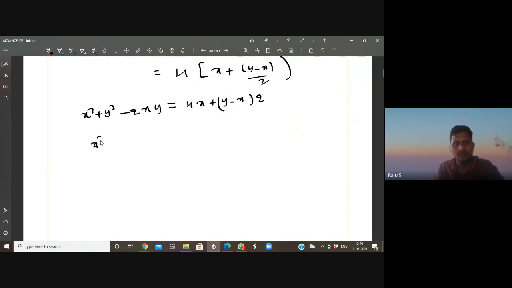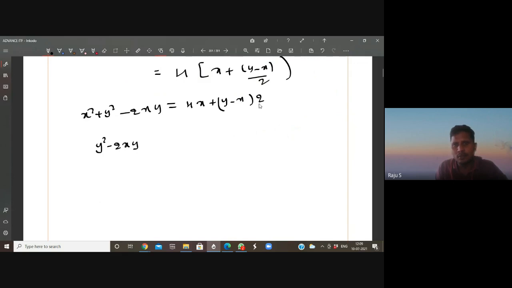So x square plus y square. Otherwise, you can keep y values at one side and x values at the other side, because clearly it is an implicit function. We cannot separate y alone. So we may write like this. This x square, you can take it to the right side, y square minus 2xy.